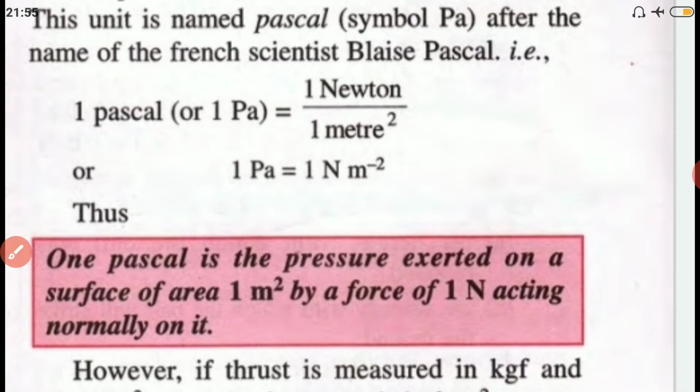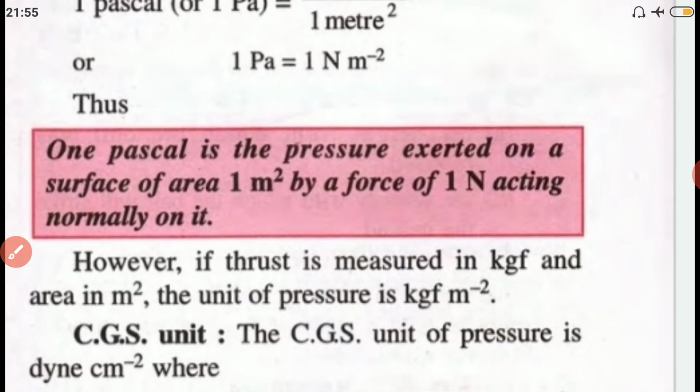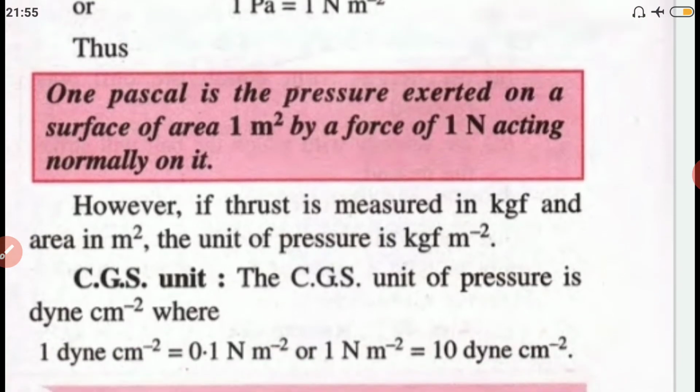However, if thrust is measured in kgf and area is measured in meter square, the unit of pressure will be kgf per meter square. The CGS unit of pressure will be dyne per centimeter square, where 1 dyne per centimeter square equals 0.1 Newton per meter square, or 1 Newton per meter square equals 10 dyne per centimeter square. I hope you understood this line. We can go to the next page.